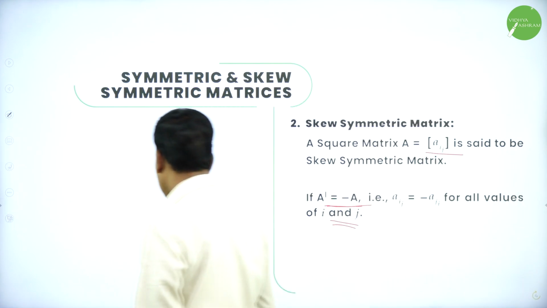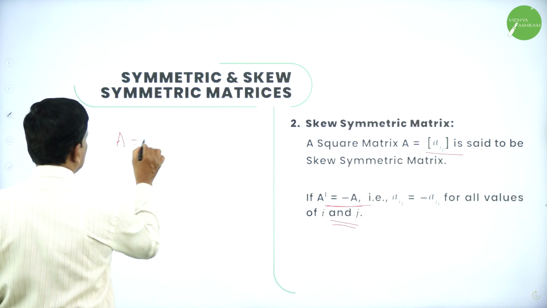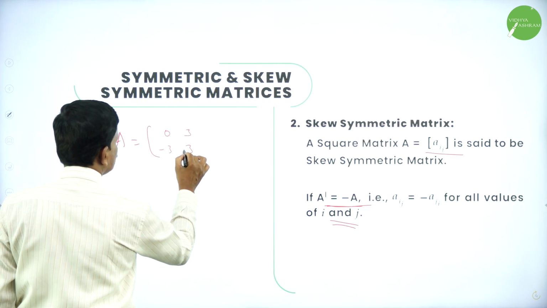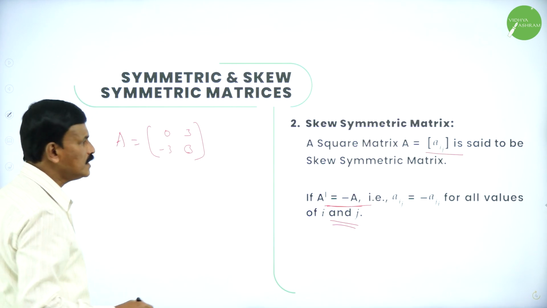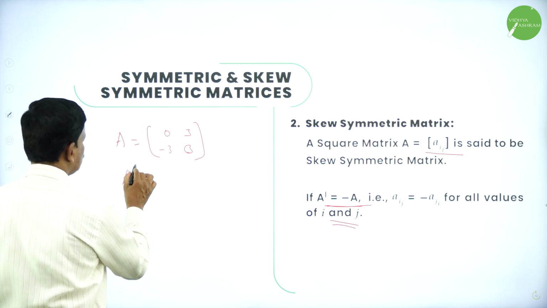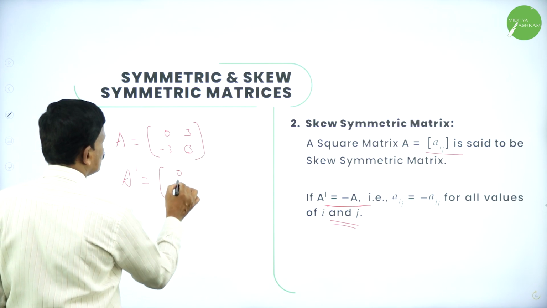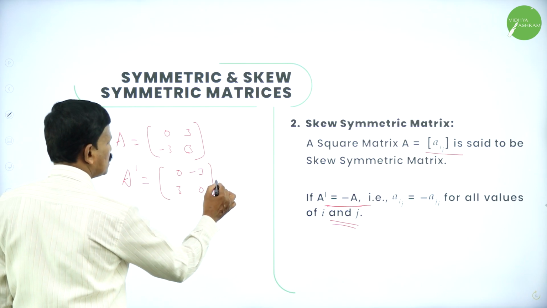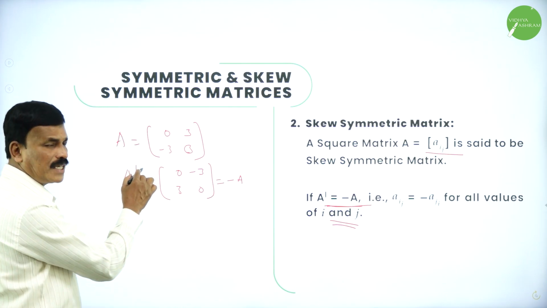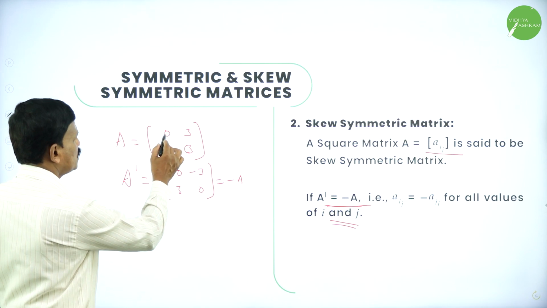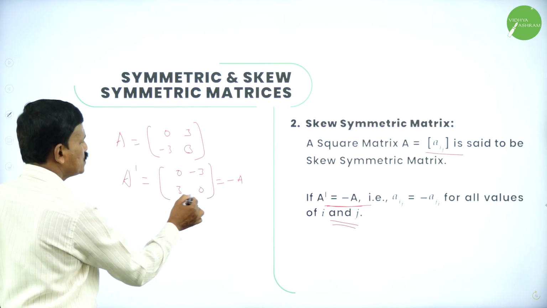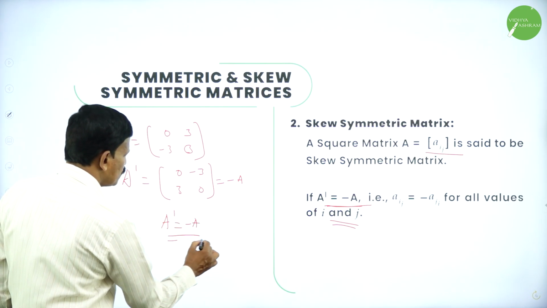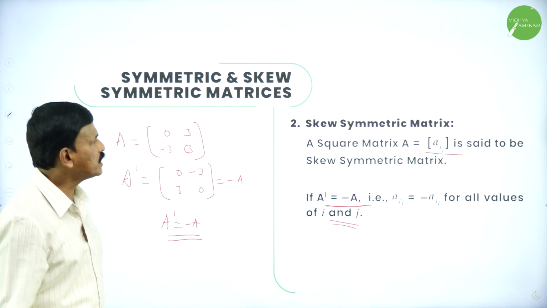So I will take an example. For example, if A is equal to [0, 3; minus 3, 0]. This is an example for a skew symmetric matrix. Just transpose this. A dash is equal to [0, minus 3; 3, 0]. See here, this is nothing but minus of A. This matrix A is multiplied by a negative sign. You will get [0, minus 3; plus 3, 0]. So therefore, A dash is equal to minus A. This is an example for a skew symmetric matrix.